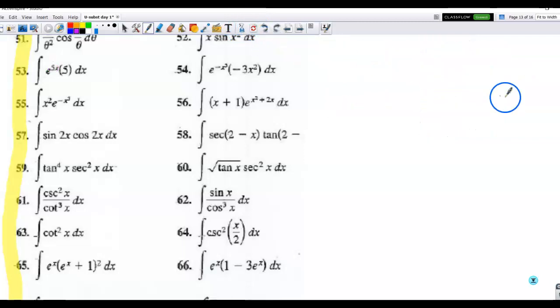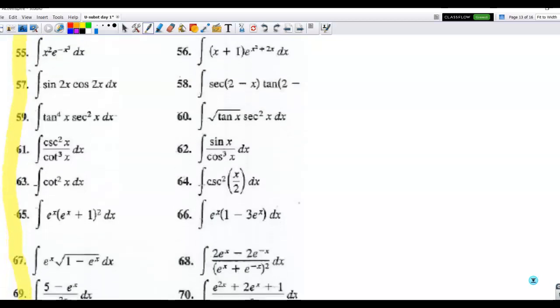Number 55 is another E problem. I'm trying to just drag this down a little bit. There we go. So in the next problem, my power is negative x to the third power. So I'm going to let u equal the power of negative x cubed. Take the derivative of both sides, and I get negative 3x squared dx. I have an x squared, yay.